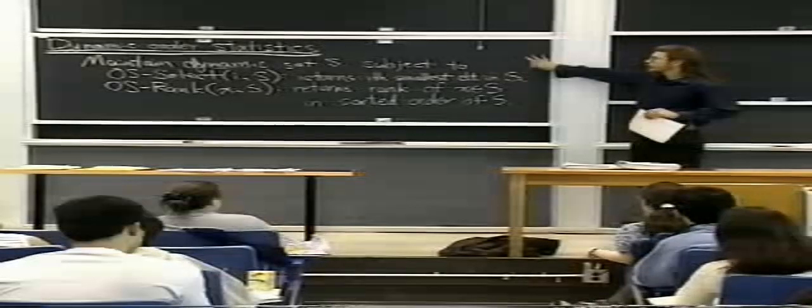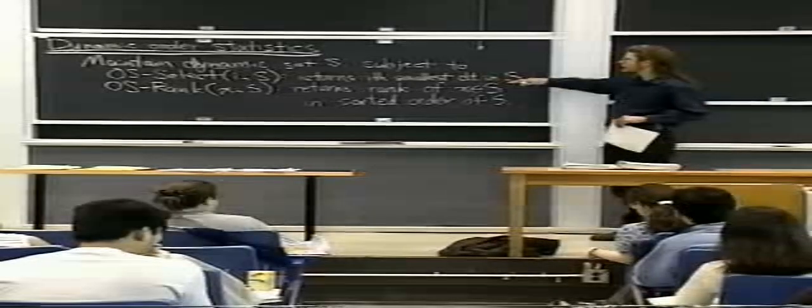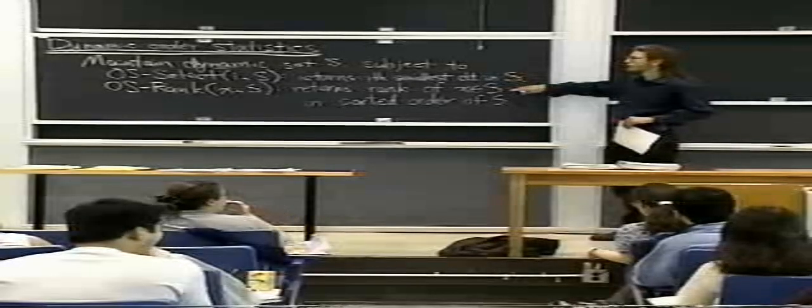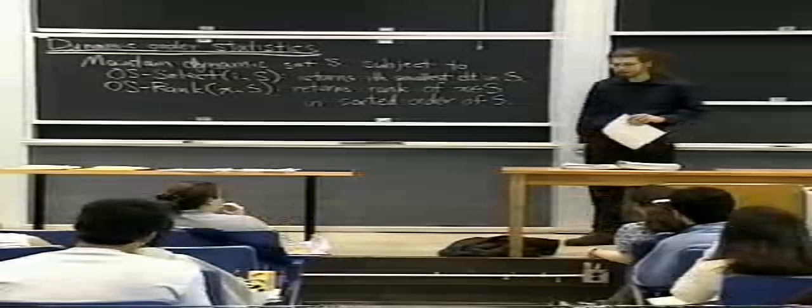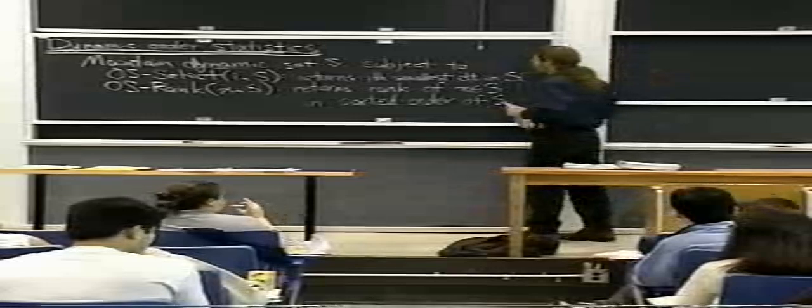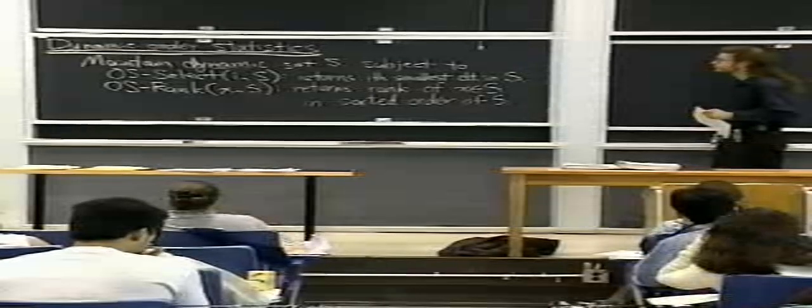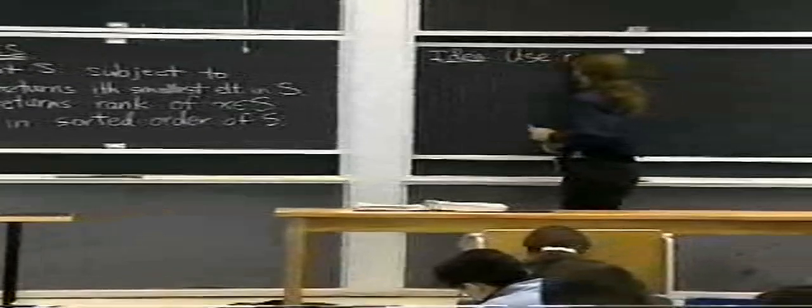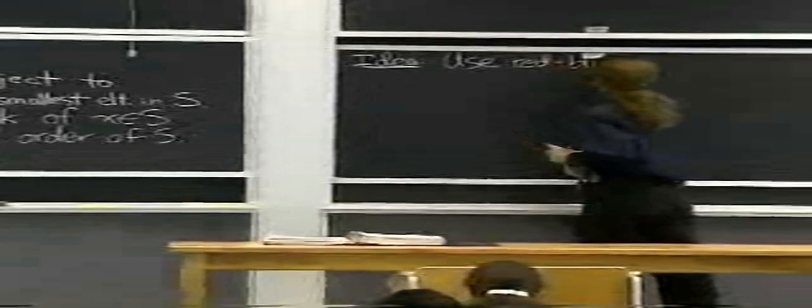Cool. So that's our first goal. How can we make a data structure where you can insert and delete elements and be able to quickly solve these kinds of queries on that set? Instead of just searches, we want to do selects and ranks. And the way we're going to support these operations is to use a red-black tree. So we're going to build on the data structure we had before.